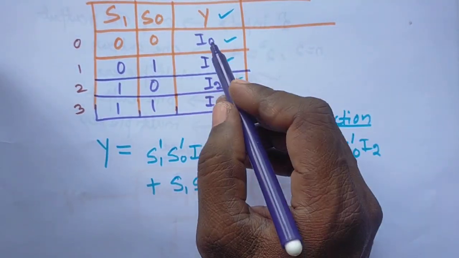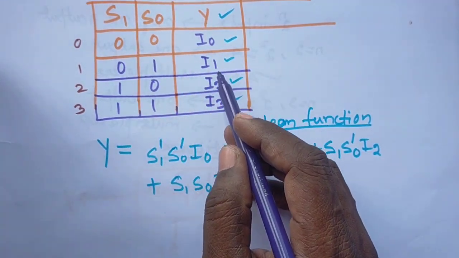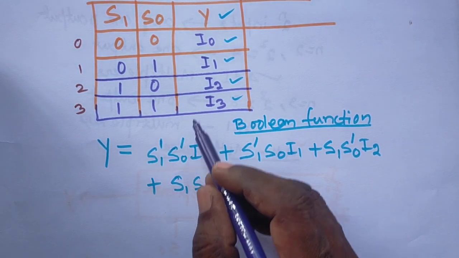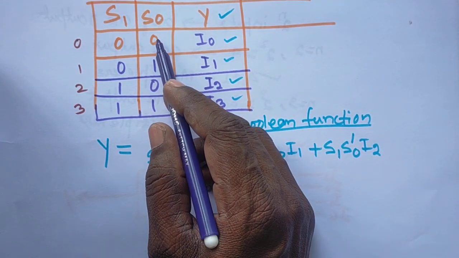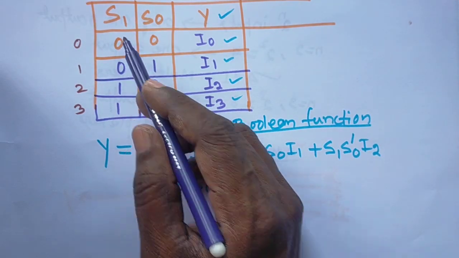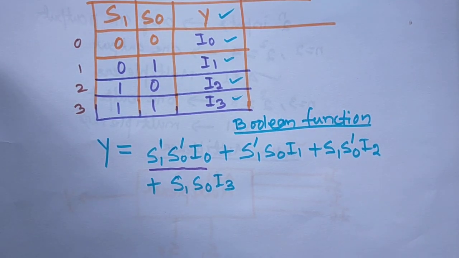Once again, Y is a design that depends on all the values I0, I1, I2, I3, and it is a combination of S0 and S1. Here, S0 is 0, meaning S0 dash, and S1 is 0, so S1 dash or complement, and it is I0. This is one part. Whenever we define this particular Boolean function, we see how it is defined.